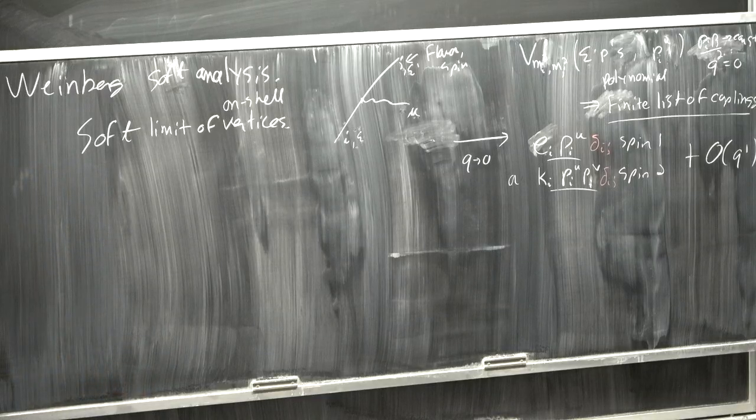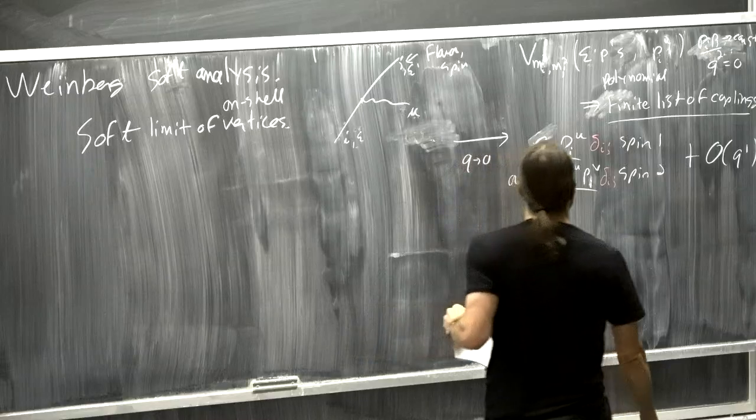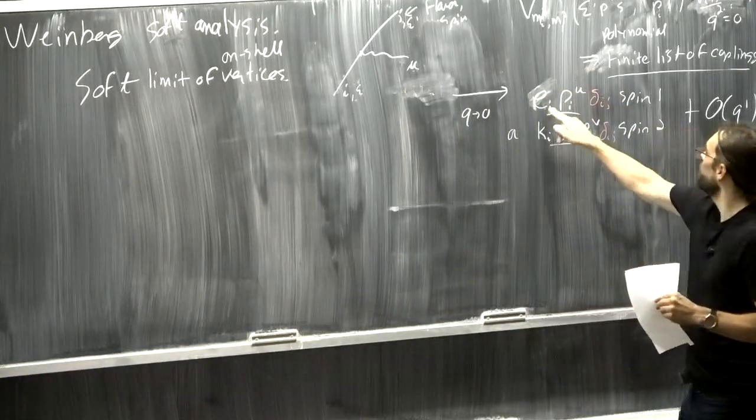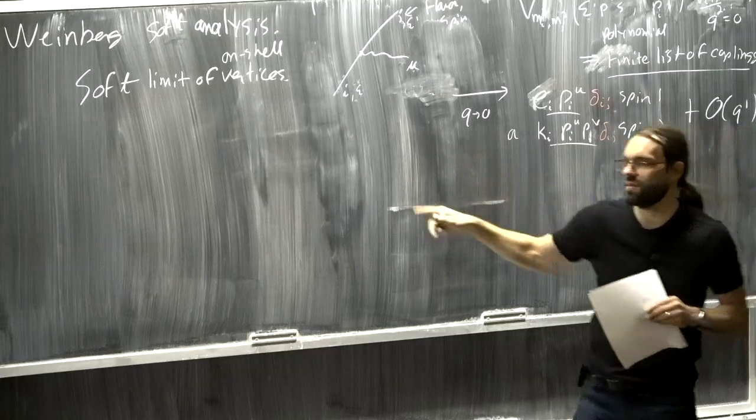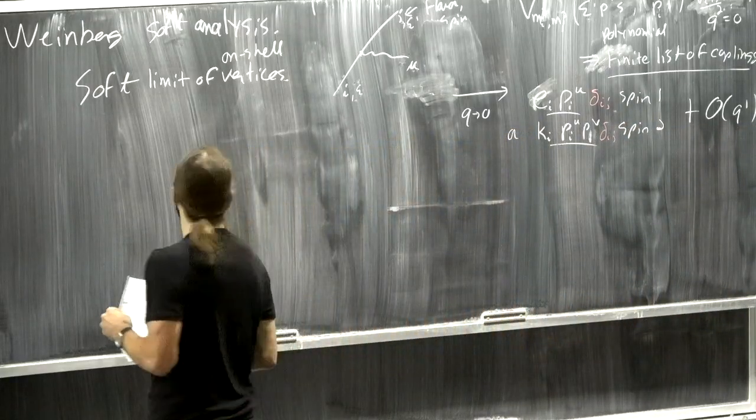Can you write this a little bigger? Okay, yes. So here I wrote the vertex is e times p times Kronecker delta ij. And I will try to write bigger for the next things.